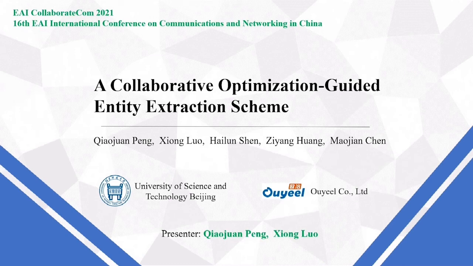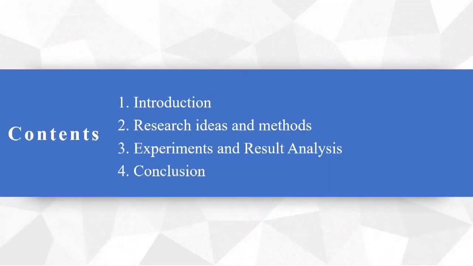Specifically, through the fusion of collaborative computing paradigm, particle swarm optimization algorithm is utilized in this paper to search for the best value of hyperparameters automatically in a cooperative way. This scheme is called BERT-CRF-PSO. Through this model, it is expected that we can improve the performance of entity extraction. Then I will introduce our work from the following four aspects.